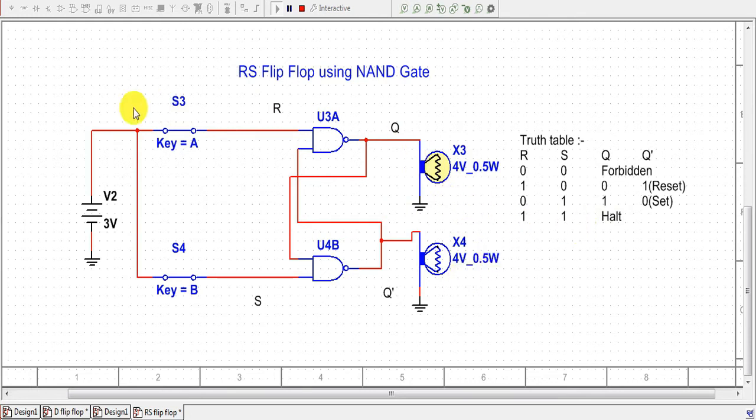So this is the simple wiring diagram of an RS flip-flop using NAND gates, and hence we verified the truth table. Now we will see the RS flip-flop on an IC.